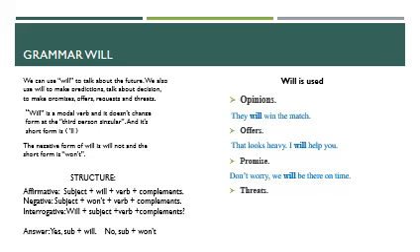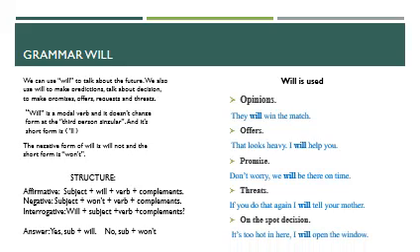We use will for threats. So if you do that again, I will tell your mother. That means you will do something if someone else doesn't behave well, or in other cases. On the spot decision: it's too hot in here, I will open the window. So let's start again from the beginning. We use will to give opinions.